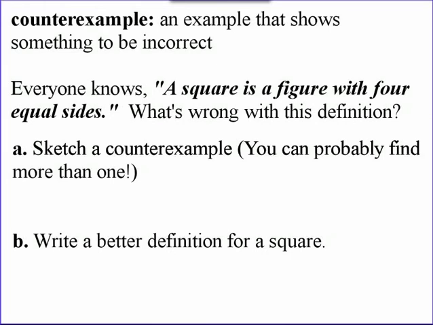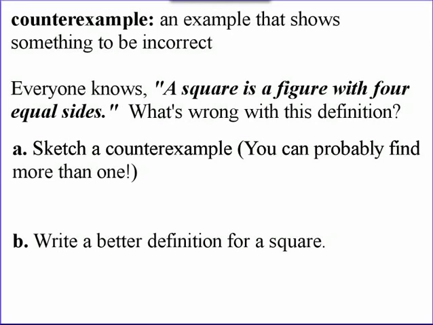And so, what we're going to do here down below, don't write down that everyone knows yet. This is an activity we're going to do in class right now. Everyone knows a square is a figure with 4 equal sides. But what's wrong with this definition? So I want you to think about that definition. Only that definition, not anything else that you know. Only based on the fact it says a square is a figure with 4 equal sides. Sketch a counterexample. So does anybody have a counterexample to that definition?